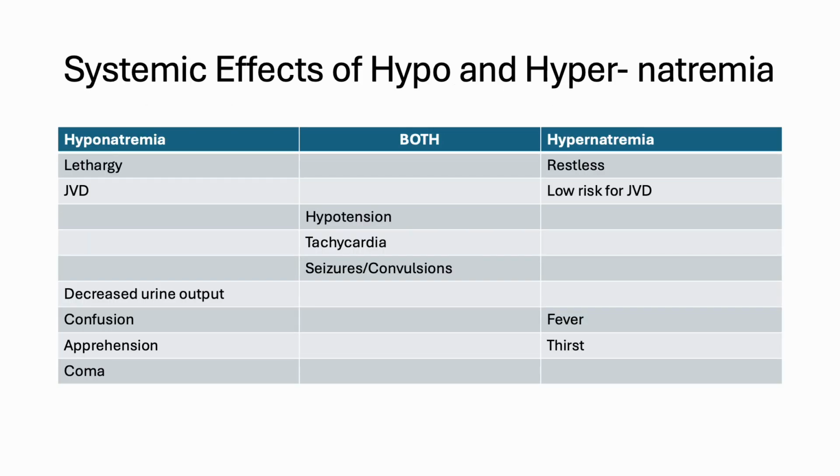Systemic effects of hypo and hypernatremia. Hyponatremia are lethargy, jugular venous distension, decreased urine output, confusion, apprehension, and coma. And hypernatremia is restlessness, low risk for jugular venous distension, fever, and thirst. Common to both hypo and hypernatremia are hypotension, tachycardia, and seizures/convulsions.